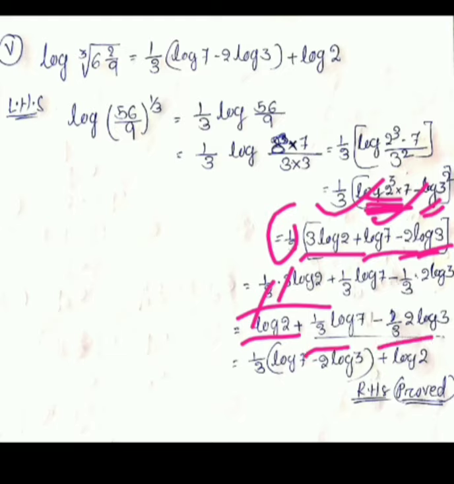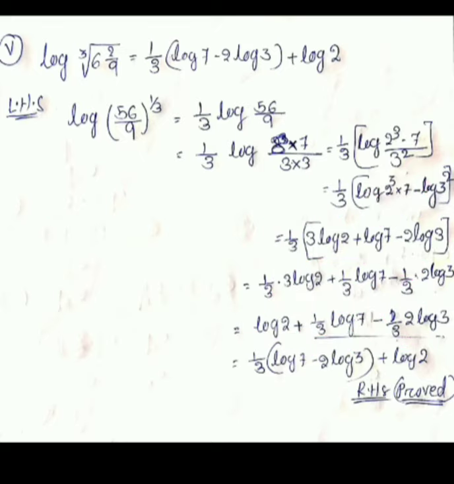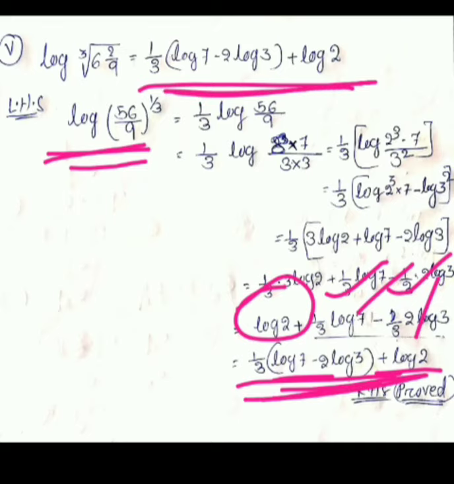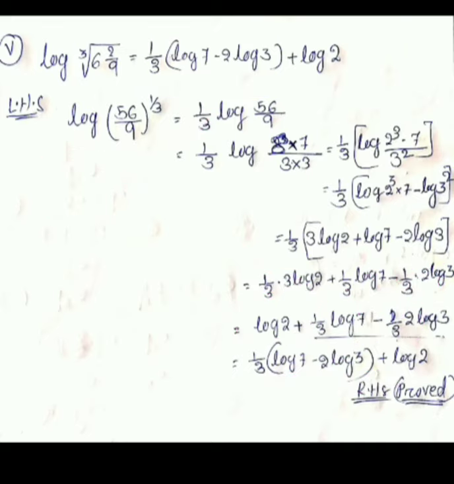Okay, so 1 by 3, you have to take common from these two terms. Out of these two terms you can take out 1 by 3 as common. You will get log 7 minus 2 log 3. Okay, and log 2 is there, write it here. So students, now you can see LHS we have taken, but we got the RHS. This one we got it here. So LHS is equal to RHS proved.